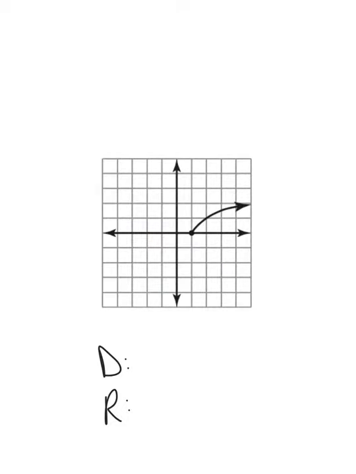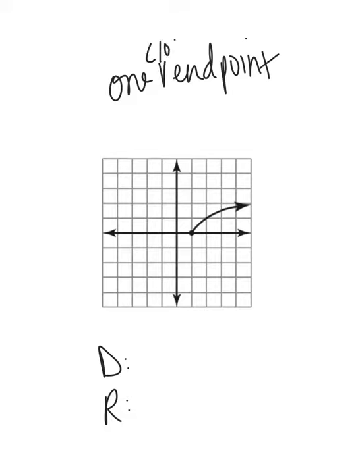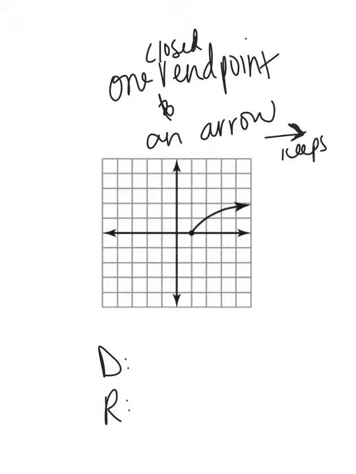All right, in this example, we see something new for us in terms of these graphs. We see one endpoint and it's closed. So let's write one closed endpoint, and we see an arrow. And if we think about what the arrow means on our number line, anytime you see an arrow it means it keeps going. So it's really not an endpoint. The function or the graph will keep going.